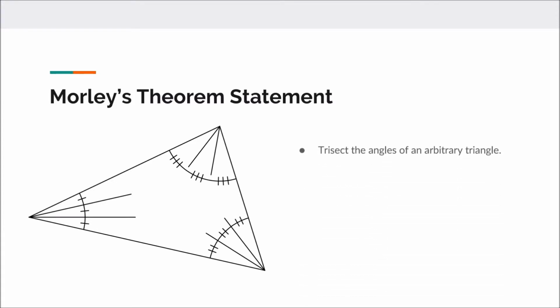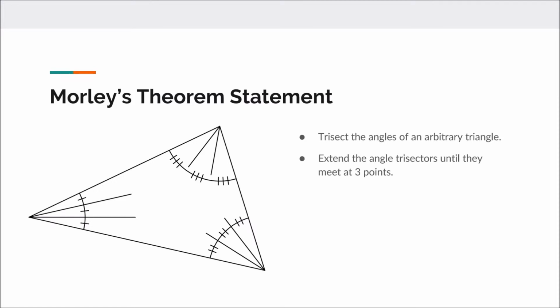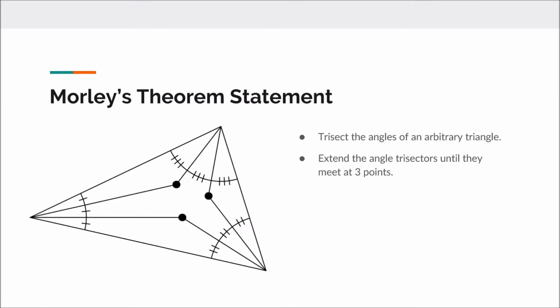First, take an arbitrary triangle and trisect each of its angles. To do this, you will need to draw two line segments originating from each vertex, and these line segments should split each angle into 3 equal parts. Next, extend each of the angle trisectors until they meet at 3 points, as shown.